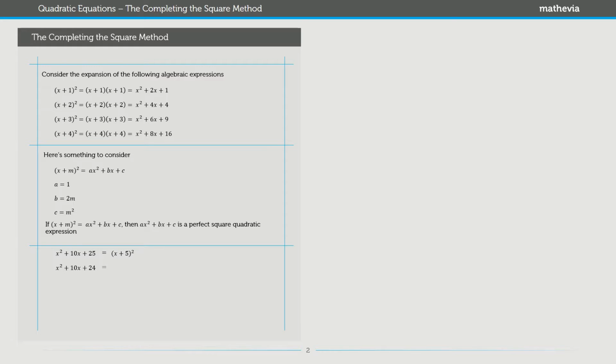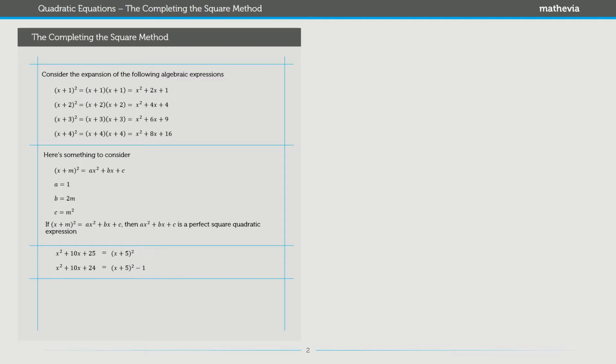But we can also write this, if you will agree with me, as x plus 5 all squared minus 1, because this new expression is just 1 less than the perfect square expression. That is, if you subtract 1 from x squared plus 10x plus 25, you would get x squared plus 10x plus 24. And we know that x squared plus 10x plus 25 is x plus 5 all squared. We can say that x squared plus 10x plus 24 equals x plus 5 squared minus 1.